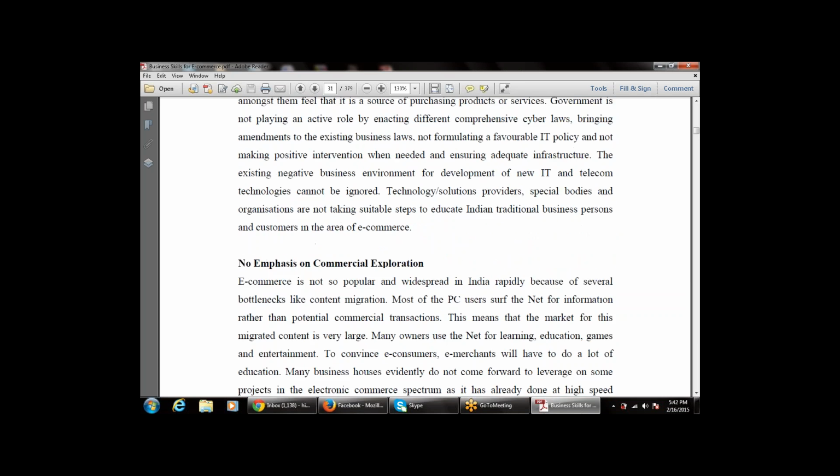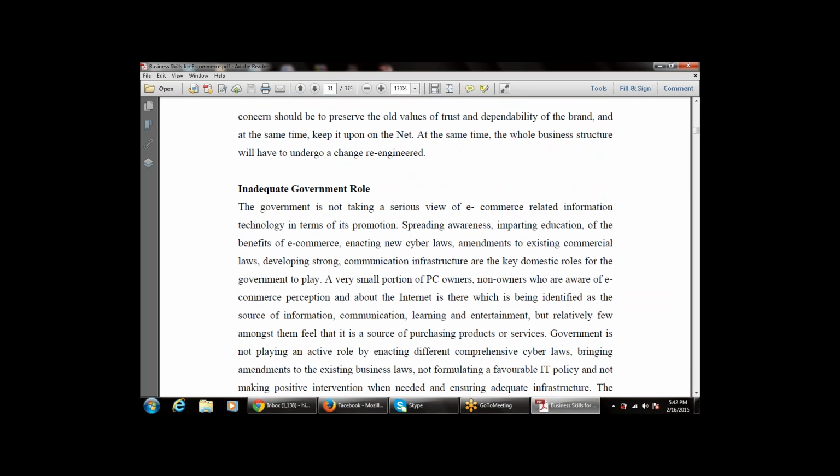The next limitation is that there is an inadequate government role. That is, there is no role of the government whenever we make transactions over the internet. This is also a non-technical limitation. The government is not taking a serious view of e-commerce related information technology in terms of its promotion. Spreading awareness, imparting education on the benefits of e-commerce, enacting new cyber laws, amending existing commercial laws, and developing strong communication infrastructure are the key domestic roles for the government to play.